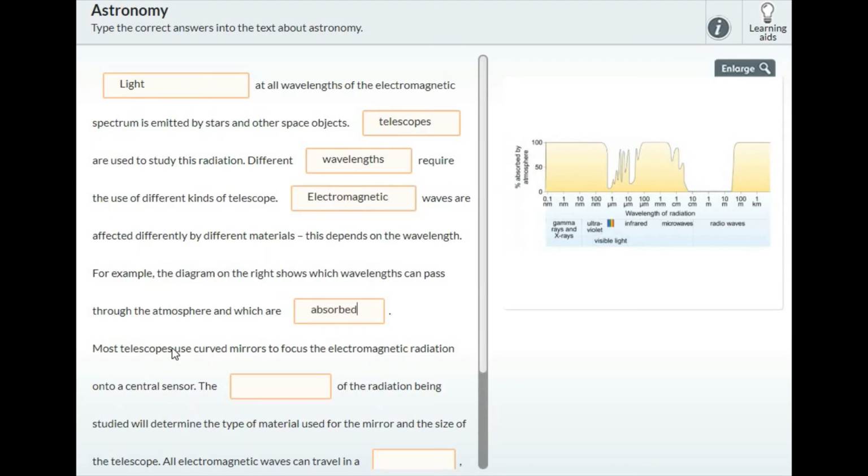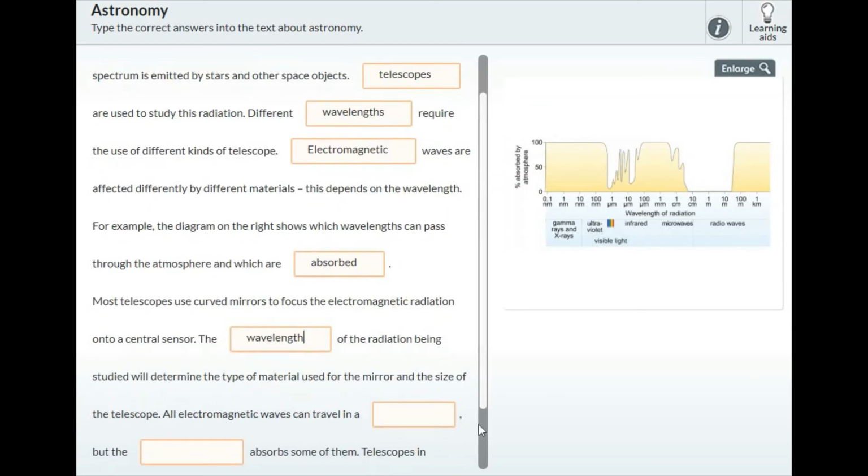Most telescopes use curved mirrors to focus the electromagnetic radiation onto a central sensor. The wavelength of the radiation being studied will determine the type of material used for the mirror and the size of the telescope. Well, we've already said that it's the wavelength that means we require different telescopes, so the wavelength of the radiation being studied will determine the type of telescope.